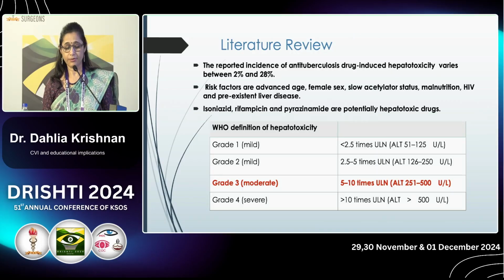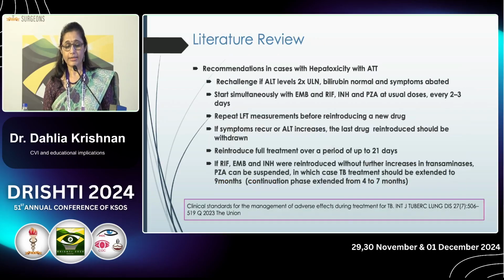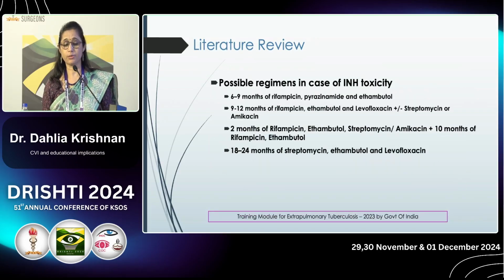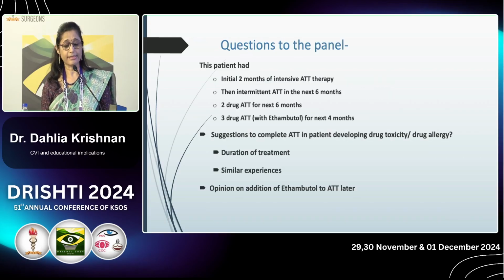In a literature review, we found that our patient had grade 3 moderate-level hepatotoxicity, and the possible regimens all contain ethambutol. So my question to the panel is: this patient had an initial 2 months of intensive ATT, then intermittent ATT for the next 6 months, then 2-drug ATT for the next 6 months, and 3-drug ATT with ethambutol for the next 4 months.